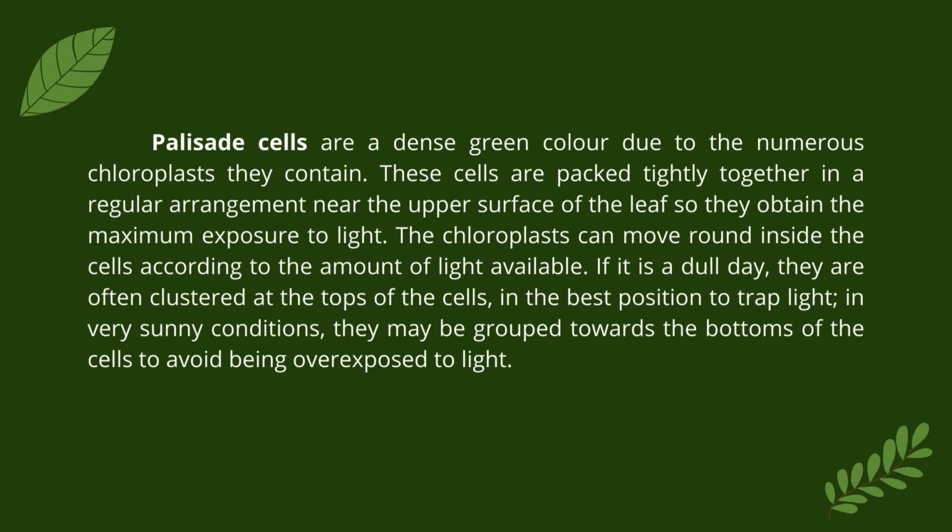The chloroplasts can move round inside the cells according to the amount of light available. If it is a dull day, they are often clustered at the tops of the cells in the best position to trap light. In very sunny conditions, they may be grouped towards the bottoms of the cells to avoid being overexposed to light.